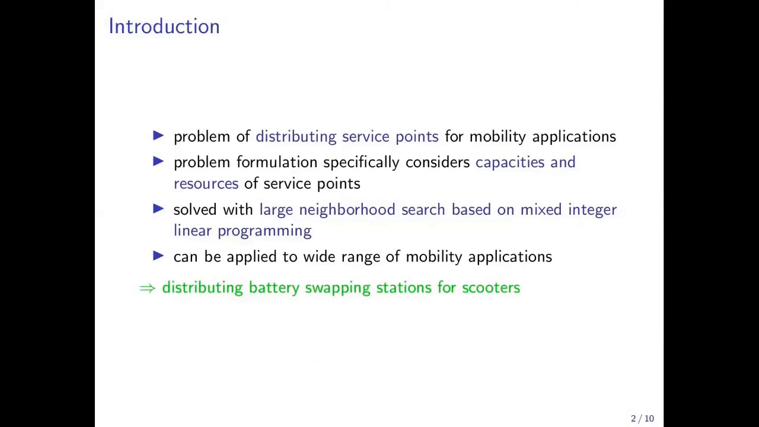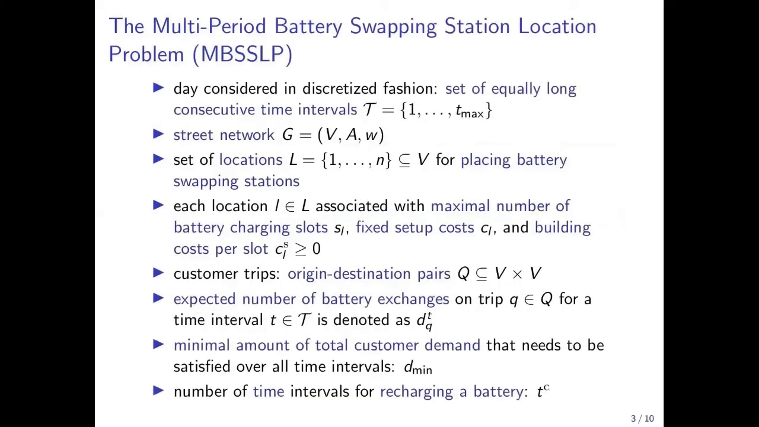So a battery swapping station contains batteries for electric scooters, and the idea is that customers can travel to these battery swapping stations and exchange the depleted batteries of their vehicles with fully charged ones. And since they travel with electric scooters, exchanging the batteries only takes a few moments. And after the exchange, the batteries are recharged at the stations, and once they are fully charged, they can be provided to customers again. So here we have a short problem description of our battery swapping station location problem.